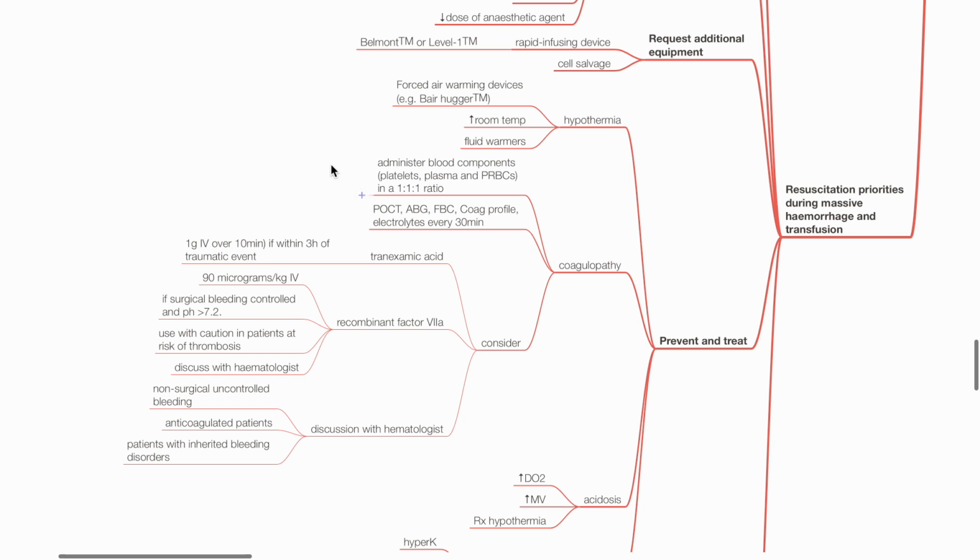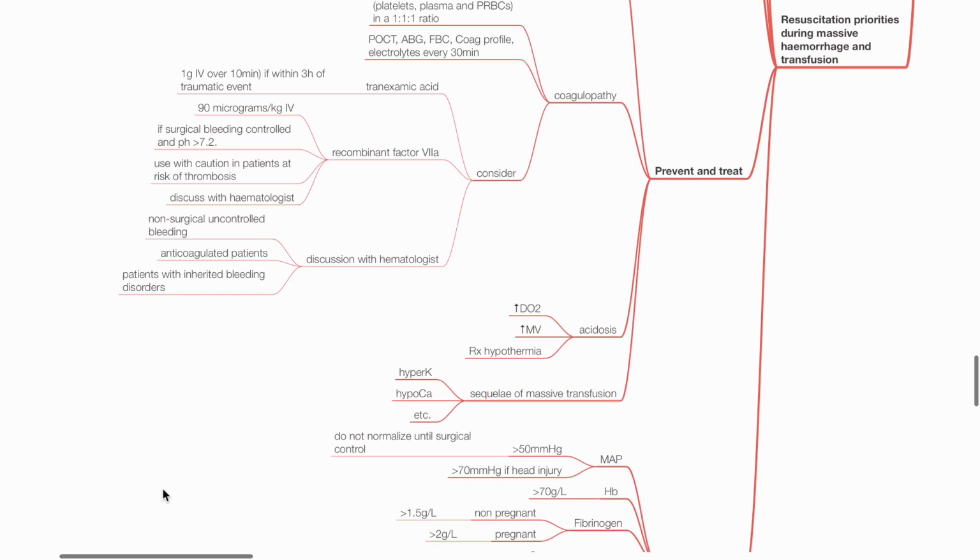Coagulopathy can be treated with administering blood components such as plasma and platelets, treating hypothermia, close monitoring with POCT, ABG, FBC, coag profile, and electrolytes every 30 minutes. Consider tranexamic acid, Novo 7, and discussion with hematologists in non-surgical uncontrolled bleeding, anticoagulated patients, and patients with inherited bleeding disorders. Acidosis can be treated with increasing DO2, increasing minute ventilation, and treating hypothermia. Treat hyperkalemia and hypocalcemia, which is common in massive transfusion.